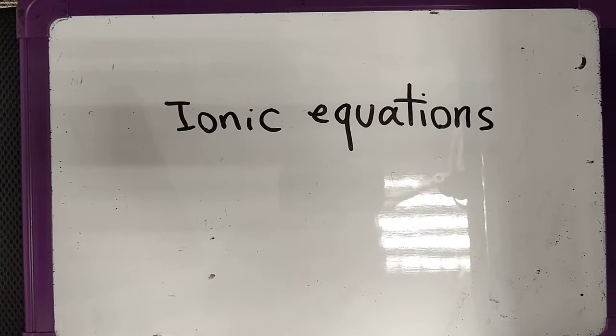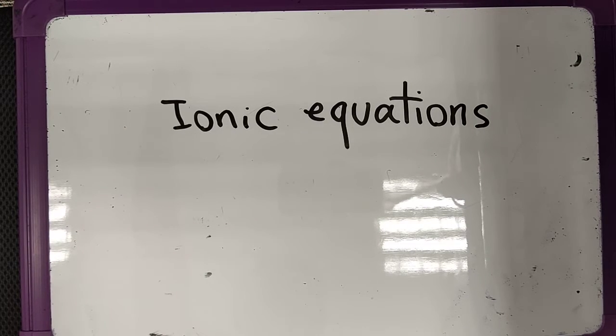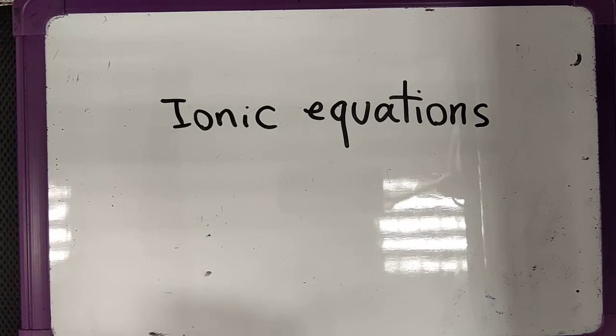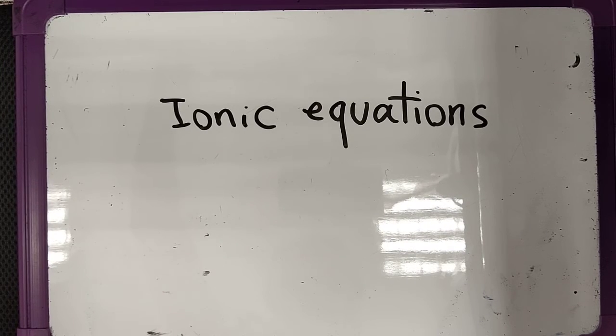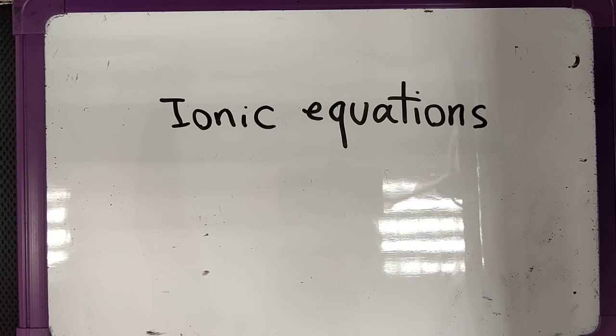Hello students, today's lesson is about ionic equations. But before I teach you this part, I just want to give a revision to those who may need one on how to write an unbalanced equation. When chemicals react together, atoms cannot be created or destroyed, so there must be an equal number of each type of atom on the reactant side of the chemical equation as there are on the product side.